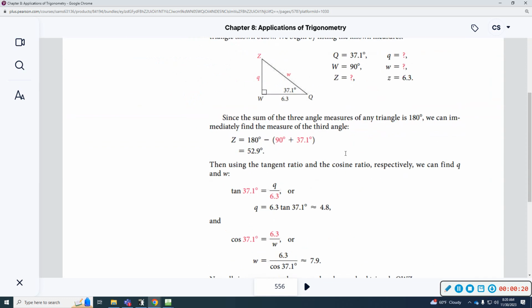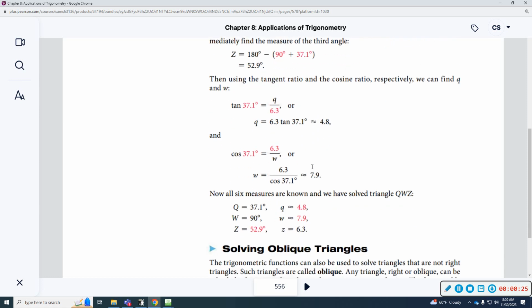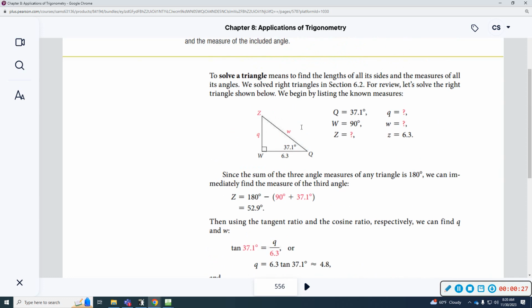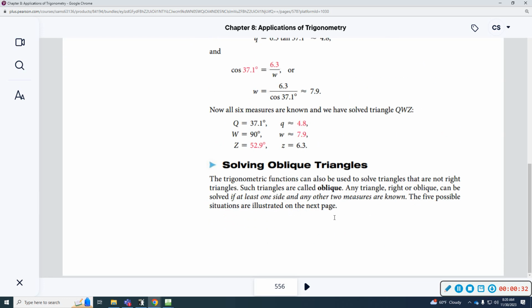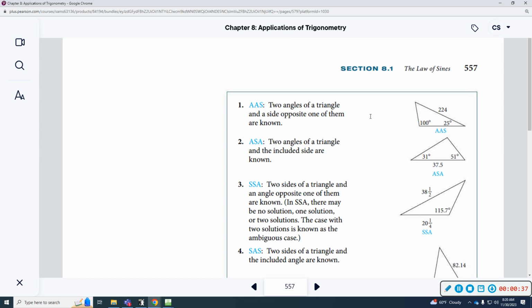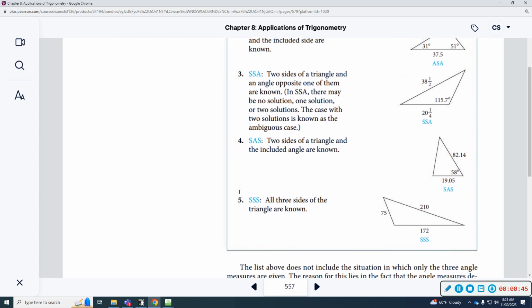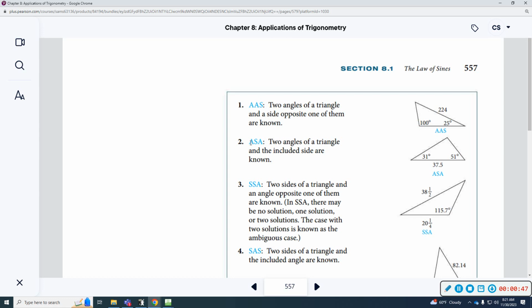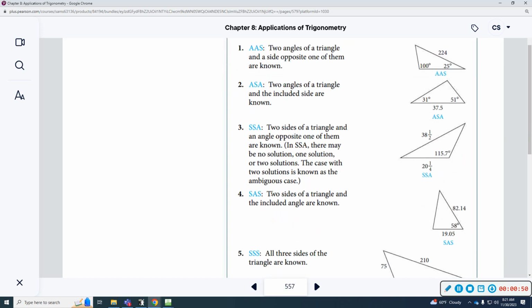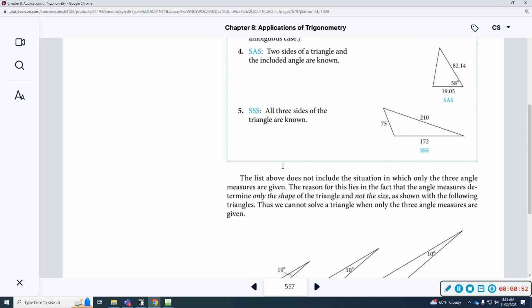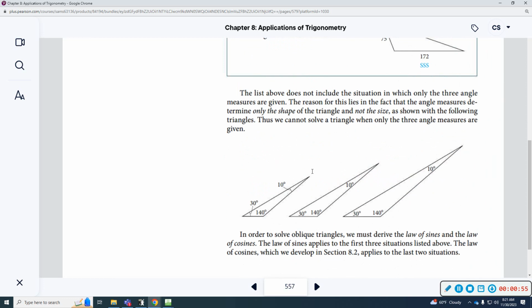Okay, so first they kind of give you the basis of solving right triangles. Some of the properties you need to remember is that all the angles of a triangle add up to be 180. So if you have two, you can find the third. Usually we use trig to solve right triangles, but now we can solve any oblique triangle. So here they give us 5 cases to look at: angle, angle, side; side, angle, side; side, side, angle; angle, side, angle; and all 3 sides. Not all of these we will use for law of sines, only a few of them.